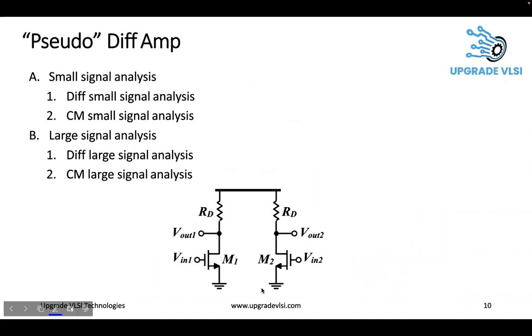So this is the pseudo differential amplifier. Here the inputs are nothing but two CS stages. V in 1 is connected to one CS stage and V in 2 is connected to another CS stage. Here we have V out 1 and V out 2. The differential output will be equal to V out 1 minus V out 2. This is what we are interested in.